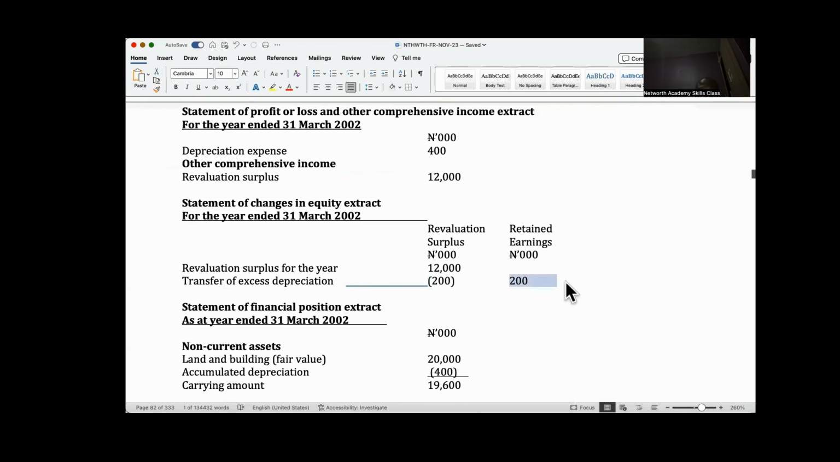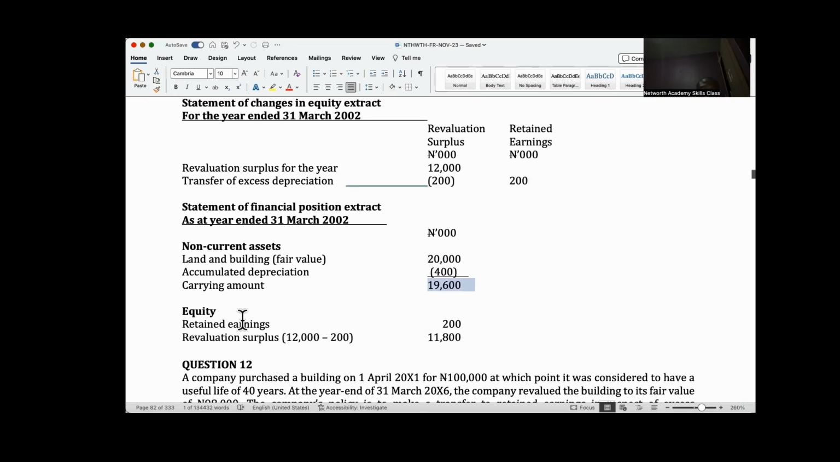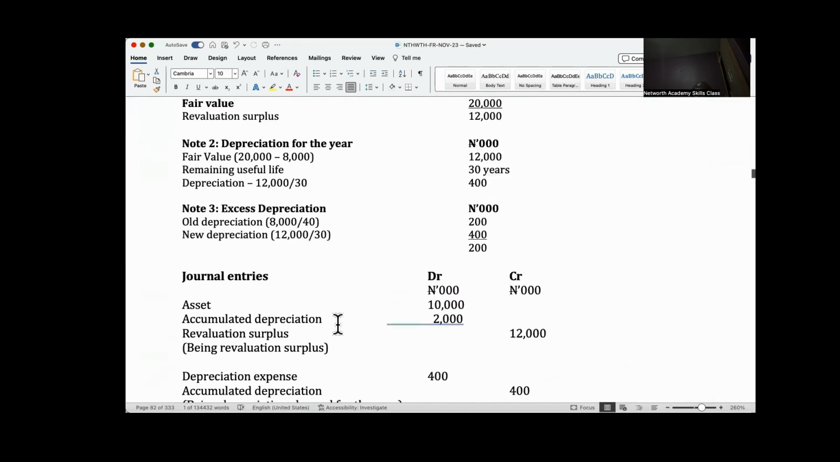In my statement of financial position, my land and building, the updated cost is 200. The subsequent accumulated depreciation going forward is 400. That leaves my carrying amount at 19,600. Then under my equity, I simply have my retained earnings to be 200, which is this 200. And I have my evaluation surplus to be 11,800, which is this minus this, which I've also put here for you. That gives me 11,800.